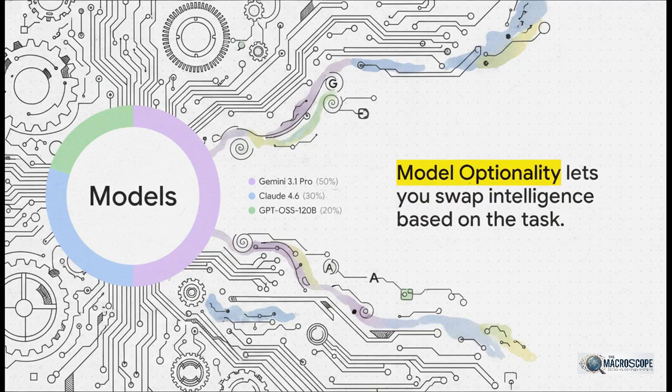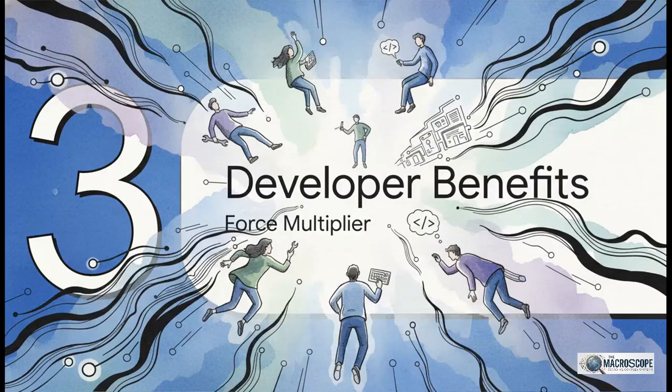Plus, you aren't locked into just one AI brain. The platform gives you incredible model optionality. Right inside the IDE, you have the freedom to seamlessly switch between Google's own Gemini 3.1 Pro, Anthropic's Claude 4.6, or even open-source models like GPT-OSS 120B. That is absolutely crucial, because it means you can just swap out the underlying intelligence depending on whatever your specific task requires. Section 3. Top developer benefits.